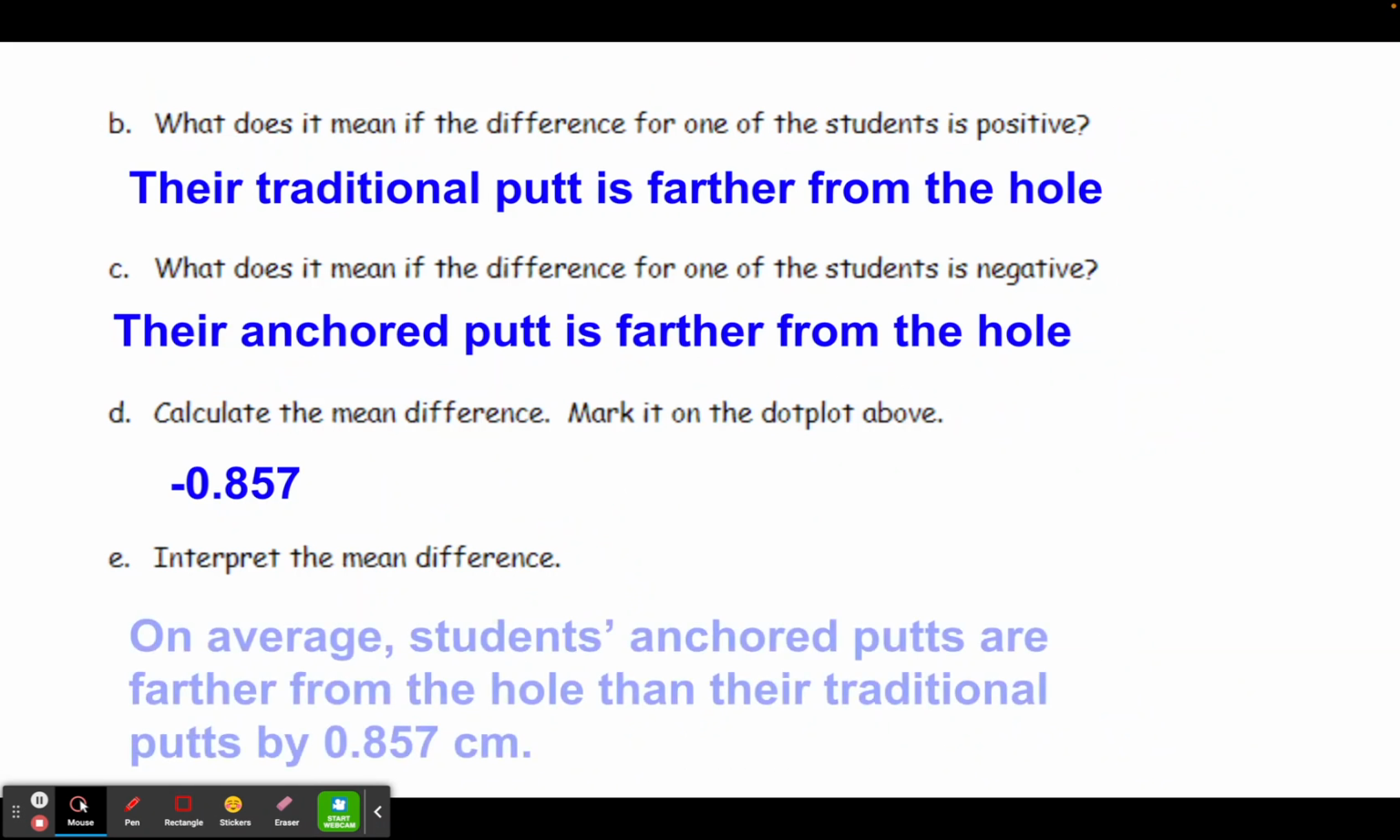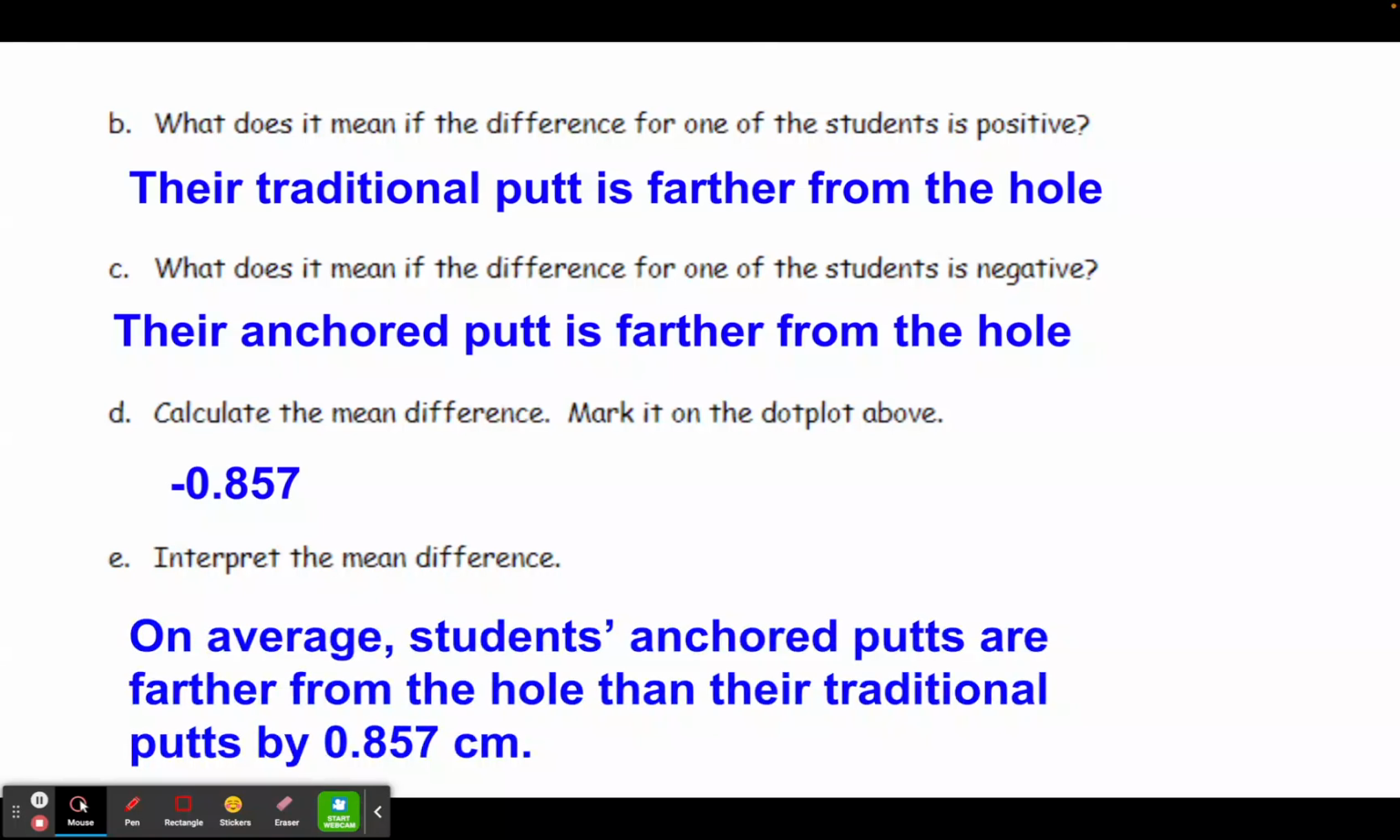So if we interpret that mean distance, we would say on average, students' anchored putts are farther from the hole than their traditional putts by 0.857 centimeters. So notice we're not including the negative sign in our interpretation. We're interpreting that negative by indicating which distance was farther from the hole.